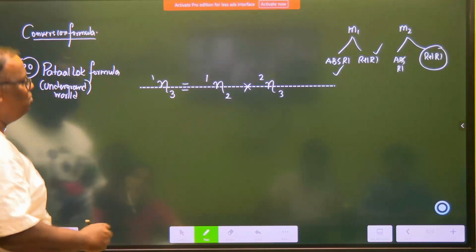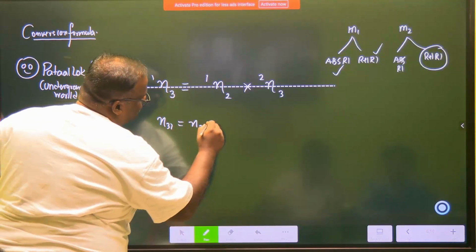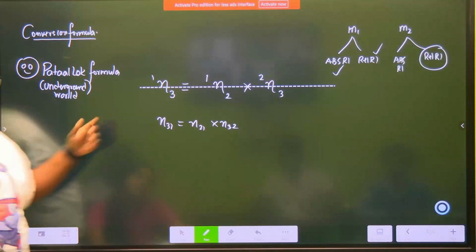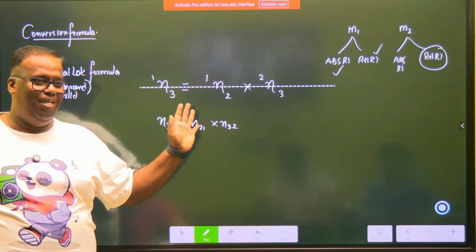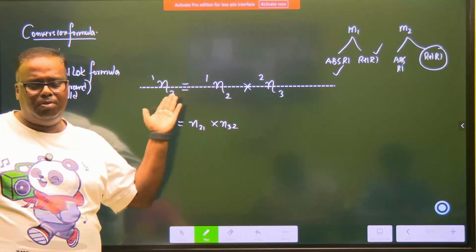And this formula in your book will be written as eta 3 with respect to 1 equals eta 2 with respect to 1 and eta 3 with respect to 2. If you mug it up in this manner, there is ample chance in exam you will write them in the wrong order. But all you should do is, given any medium, we have to swap.